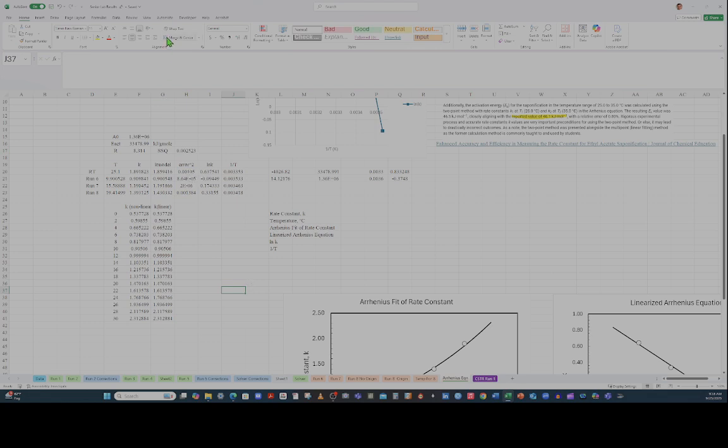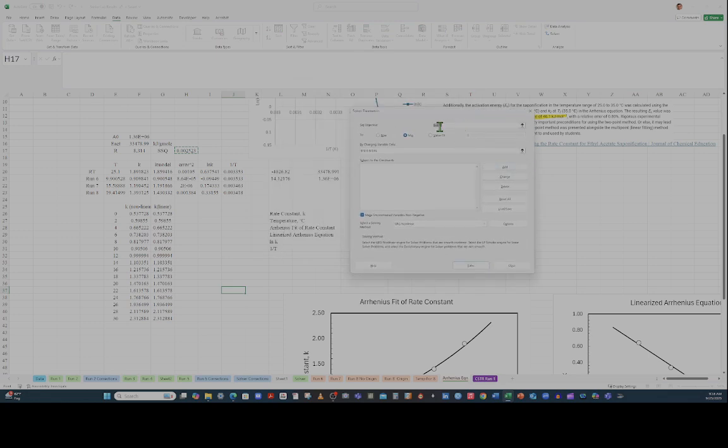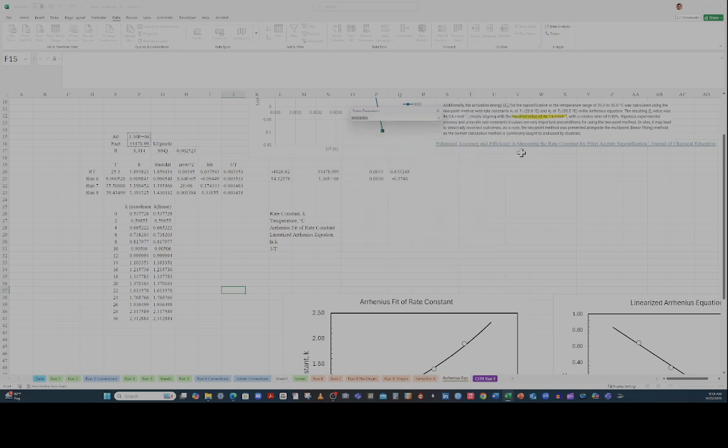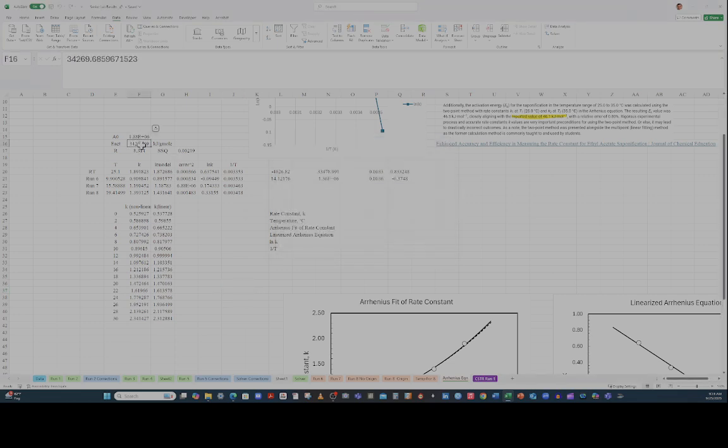Now I'm going to use Solver. So I'm going to go to Data and the Solver analysis. And what I'm going to try to do is minimize the objective function, which is the sum of the square of my errors, by changing my variables A0 and activation energy. And I'm going to hit solve and allow that to run its course and click OK. So with nonlinear regression, we calculate slightly different numbers than what we had from linear regression.